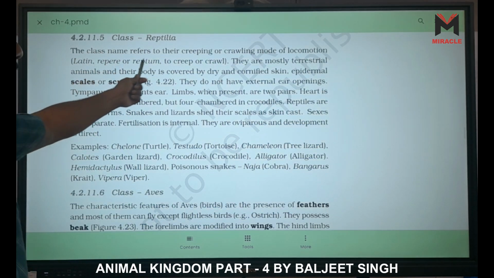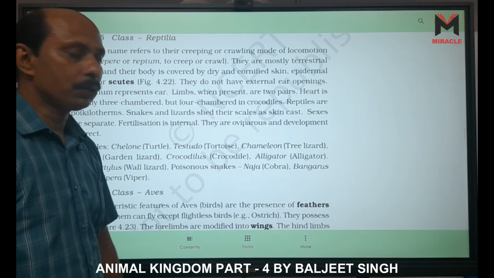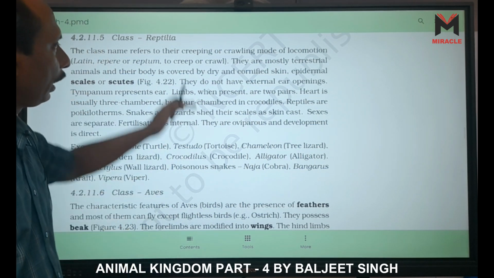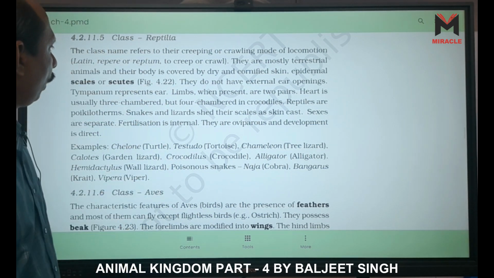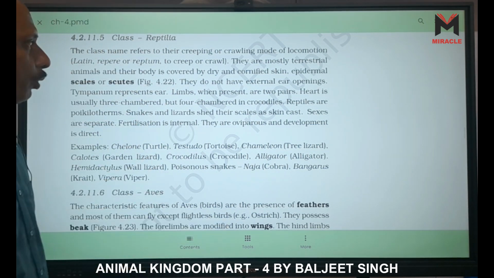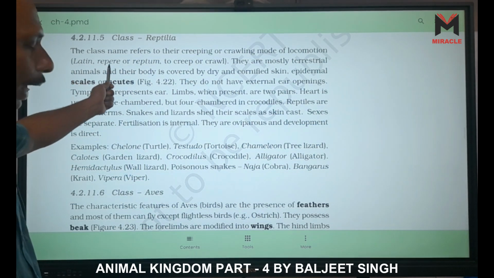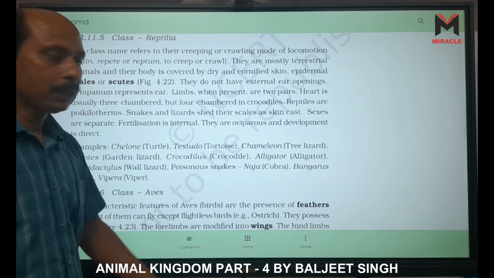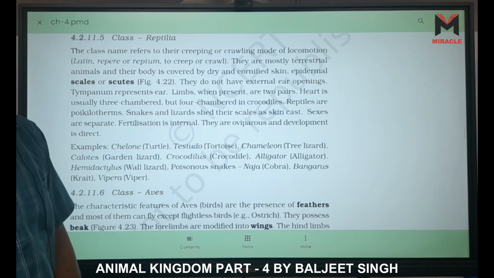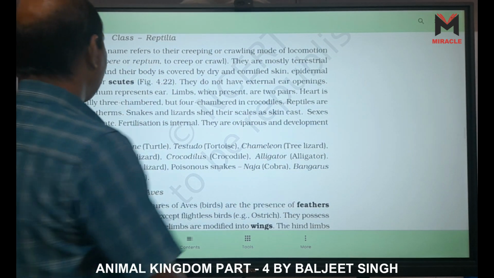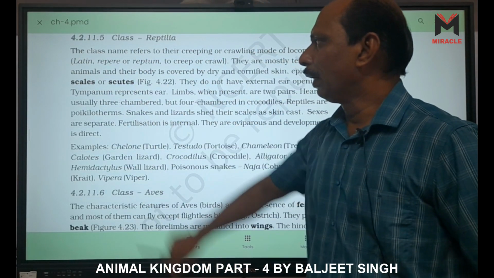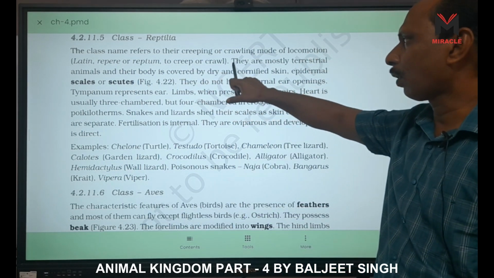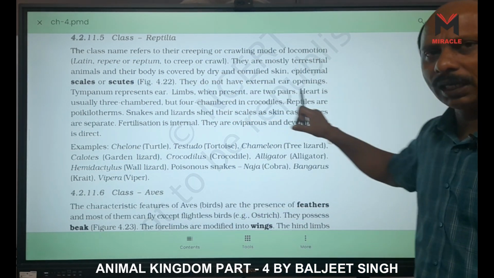The class name refers to creeping. Reptiles means what? Creeping or crawling mode of locomotion. So the name is given according to their locomotion. It is a Latin word, derived from the Latin word repere or reptum. And that means what? Creep or crawl. They are mostly terrestrial animals.